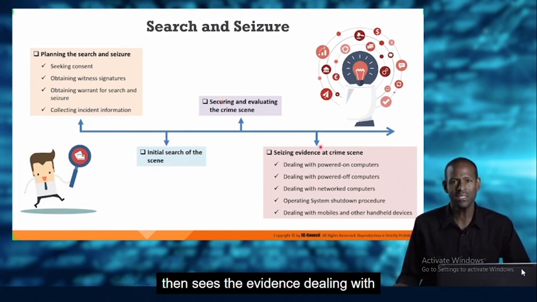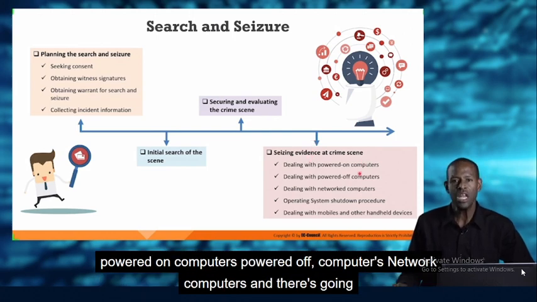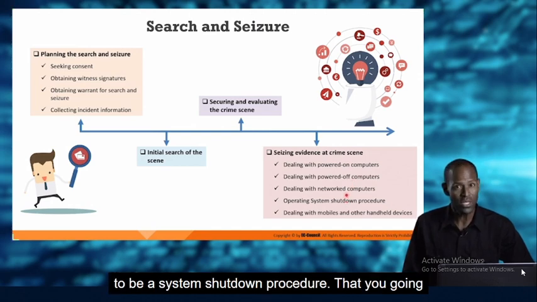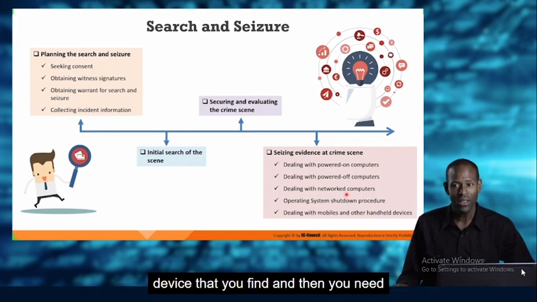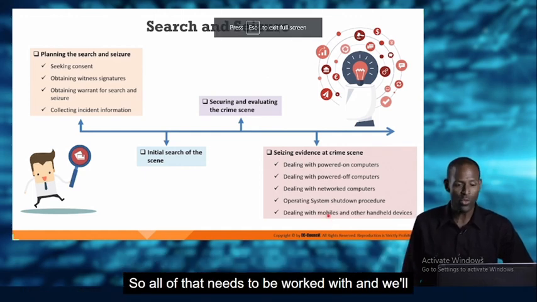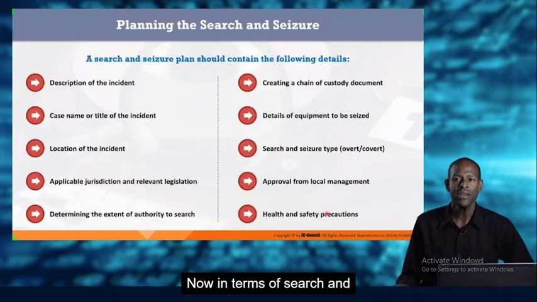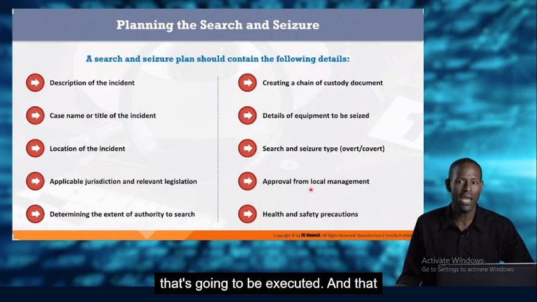And then seize the evidence, dealing with powered on computers, powered off computers, networked computers, and there's going to be a system shutdown procedure that you're going to have to know for every type of operating system and device that you find. And then you need to deal with mobiles and other handhelds. So all of that needs to be worked with, and we'll be talking about that as we get deeper into the class.